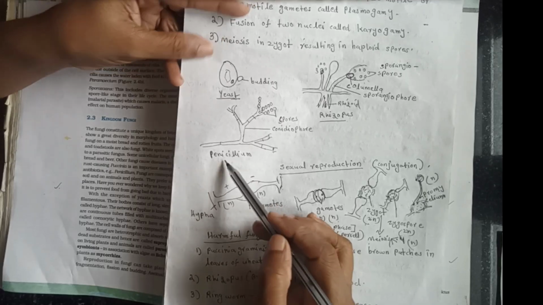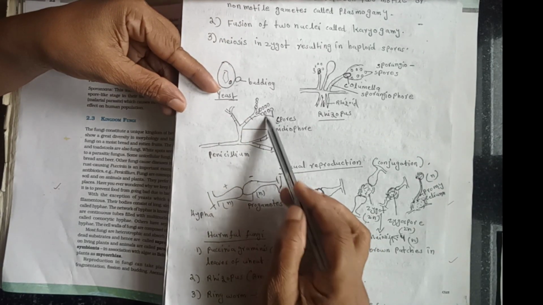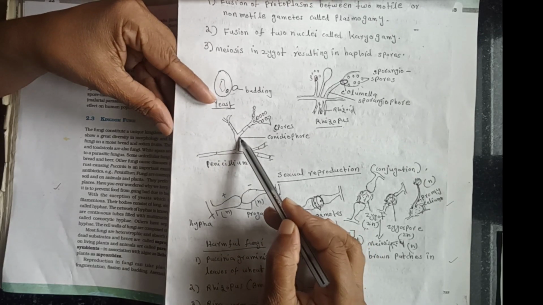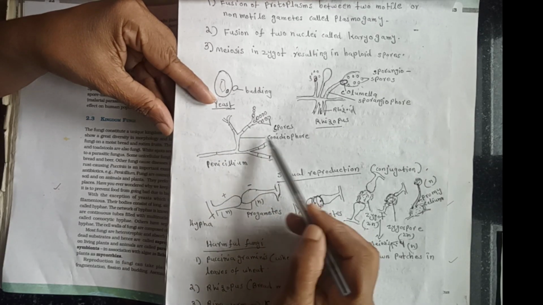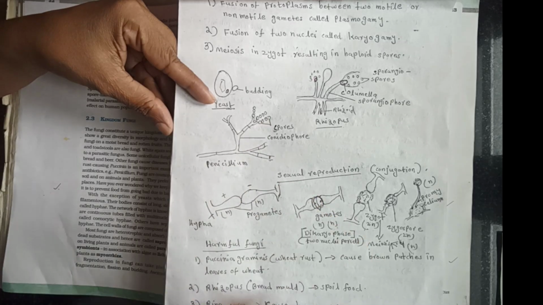This is the structure of Penicillium. Conidiospores are produced in Penicillium. This is the conidiophore. These bead-like structures are conidiospores.